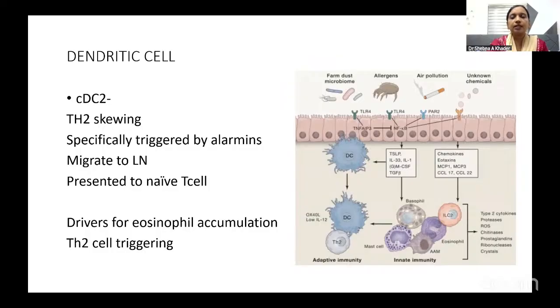And dendritic cells, when exposed to antigen or allergen, migrate to the lymph node and then present it to the naive T cell. And these are also drivers for eosinophilic inflammation and accumulation. And Th2 cell triggering is also another function of the dendritic cell. So we need to know that it is not just an antigen presenting cell.